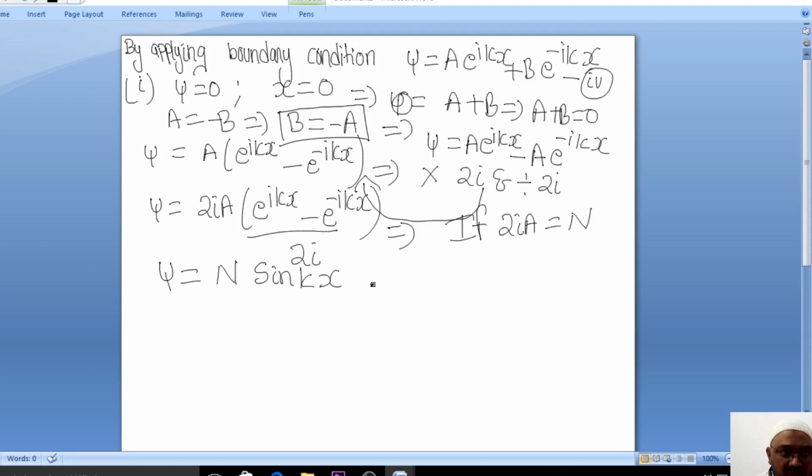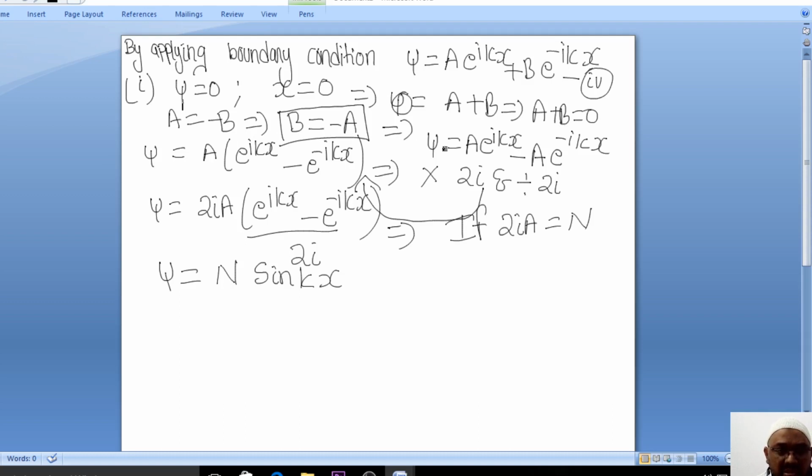I got this value by applying my first boundary condition, that is psi is equal to 0 at x is equal to 0, to the solution of the second order differential equation, that is psi is equal to A e to the power of ikx plus B e to the power of minus ikx, equation number 2. So psi is 0 here, x value is 0, so A into e to the power of 0 is 1, so A plus B is equal to 0, A is equal to minus B, which implies B is equal to minus A.